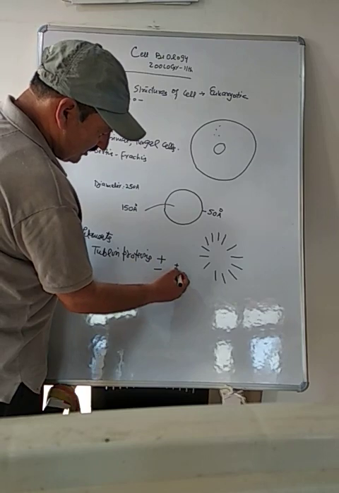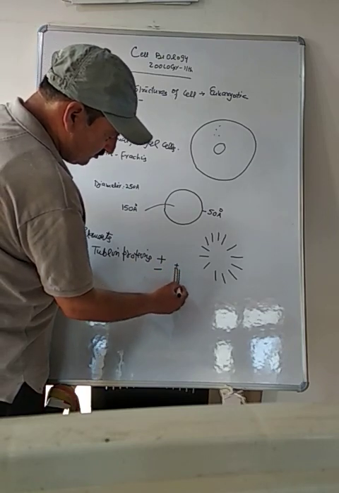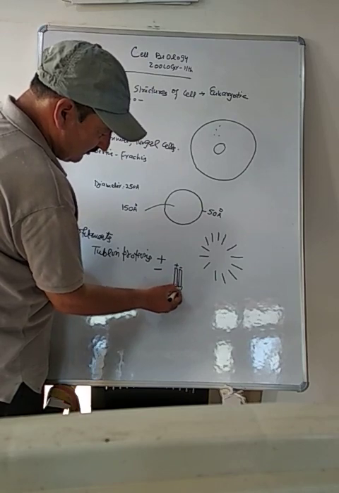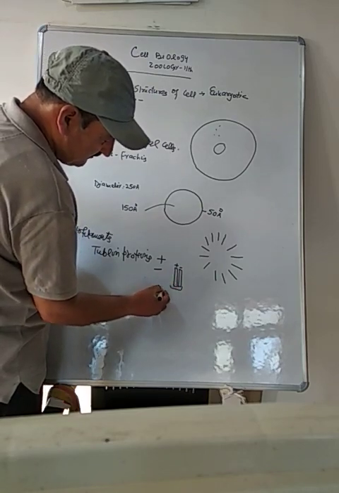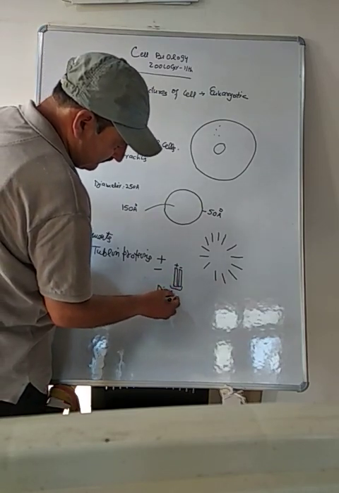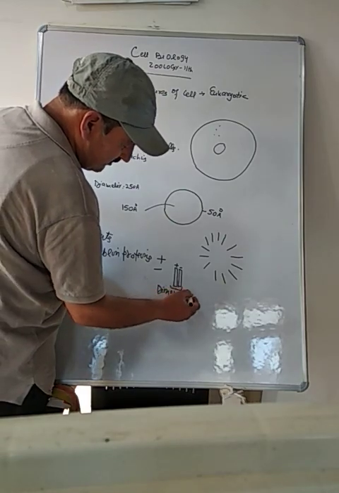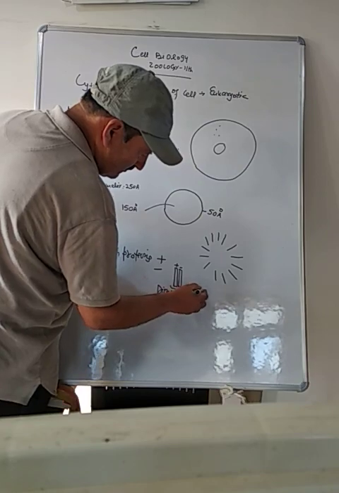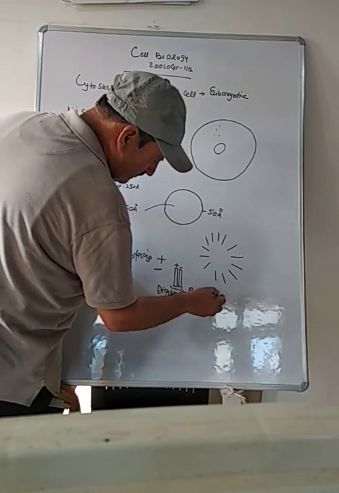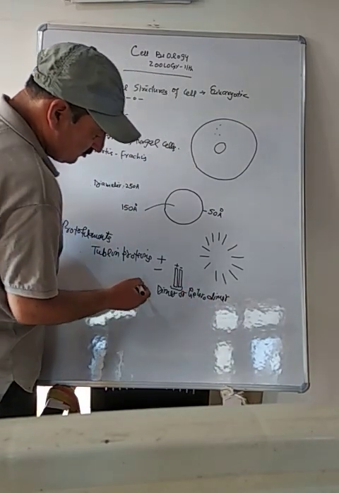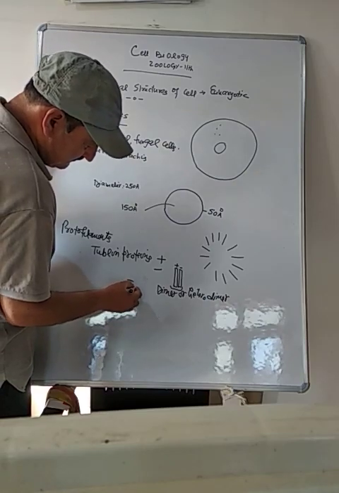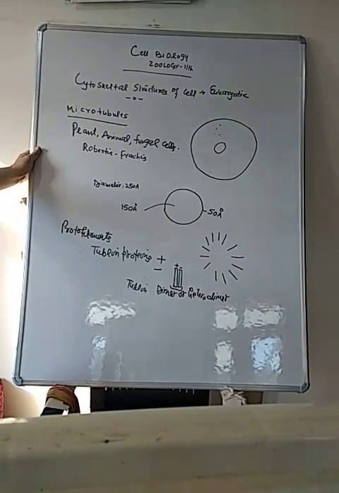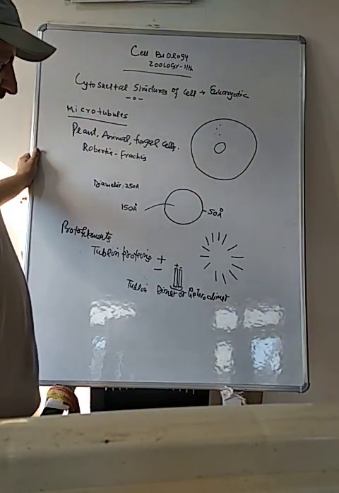Definitely it will attract a tubulin which is negative. And they form an association, this is called a dimer, or you will call it a heterodimer. You can call it a tubulin dimer. One positive, one negative.